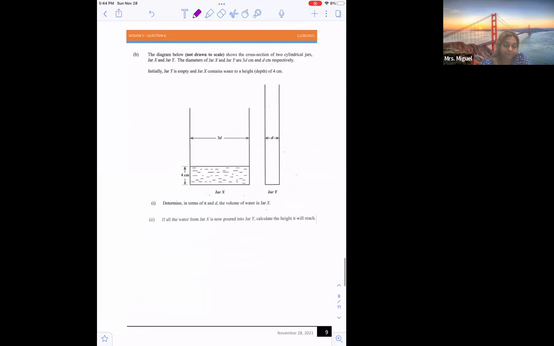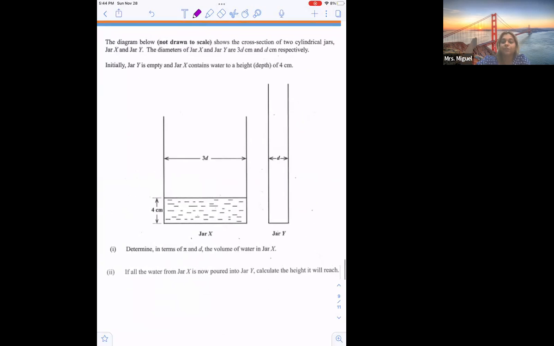All right, let's go. So we have two jars, jar X and another one taller, jar Y, right? Determine in terms of pi and d the volume of water in jar X. What is jar X? It is a cylindrical jar. So therefore, volume of a cylinder is pi r squared h. They told you to leave the answer in pi and d.